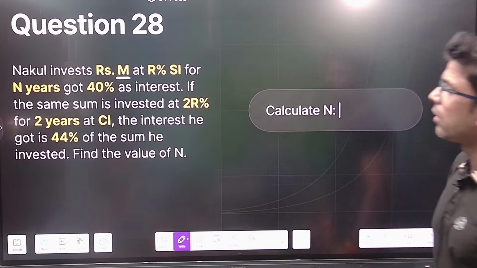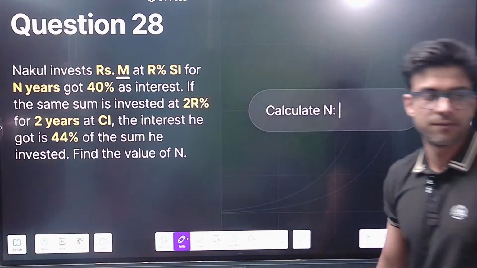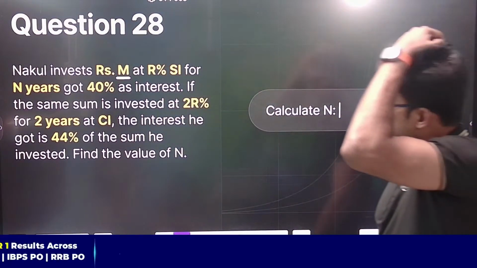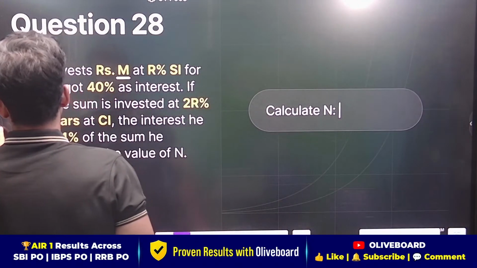Okay, 21, how to get it, you don't know, I'll make you solve. That is called successive percentage change. Nakul, that is called successive percentage change. So guys, just have a look. I hope you are getting the question.